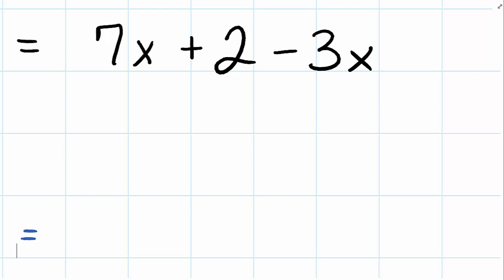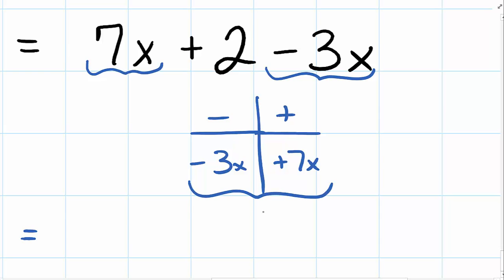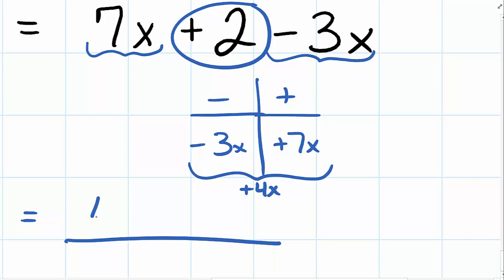We've got to combine like terms. And my 7x can be combined with my negative 3x. If we set up a positive and negative t-chart for this to sort it out, negative 3x's and 7 positive x's. I know I've got more positive x's than negative x's, and so that's going to give me positive 4x. I still have this positive 2 here that I can't combine with x's, and so on this side of the equation I'm going to have a 4x and a positive 2.